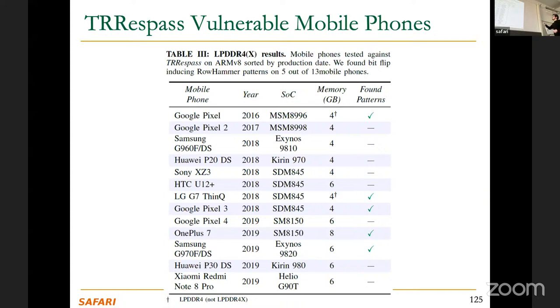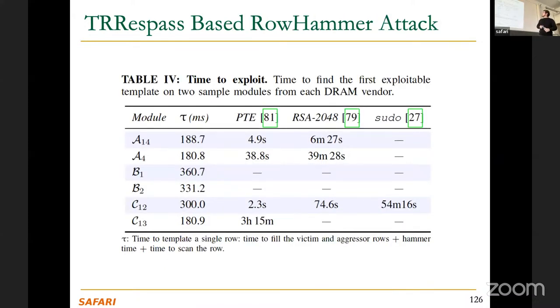And these are results from LPDDR4 chips, or systems that have LPDDR4 chips, that you see here. And here's another table that shows how much time you need to perform a certain type of exploit that you see in the first row of the table.